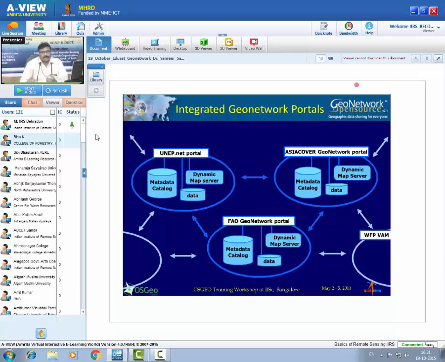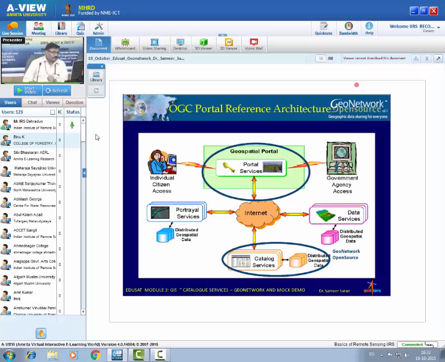There is a good example: a few GeoNetworks are installed across different organizations, and they can even talk to each other because they have their metadata catalogs and distributed services, and all these networks can be combined to provide accessibility among the various existing GeoNetwork portals. You can see the UNEP portal, the FAO portal, and Asia Coverage all make use of GeoNetwork. They have the metadata catalog, the WMS services, and the data, and they can directly search and access the available services.